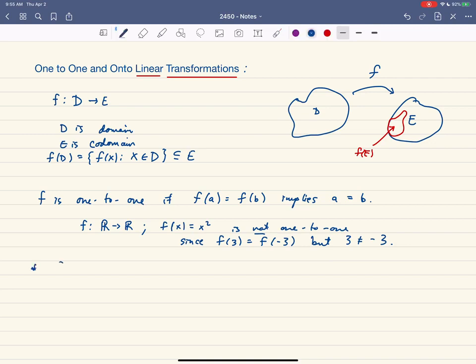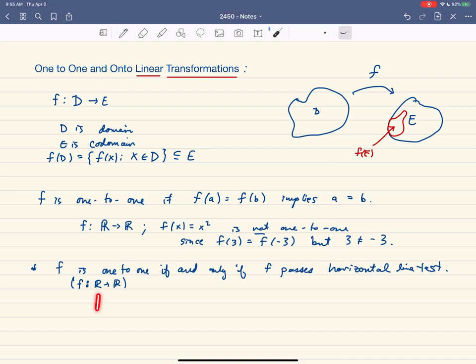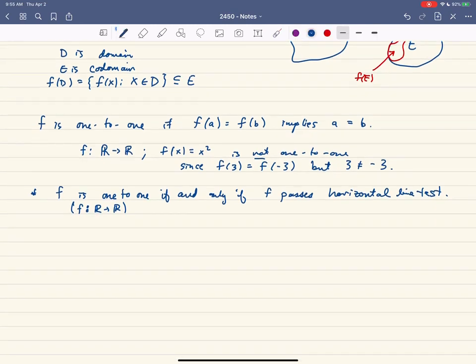It turns out that f is one-to-one if and only if f passes the horizontal line test. So the vertical line test tells you it's a function. A horizontal line test tells you that this function is one-to-one. That's at least true if f maps R to R, right? So that's true there. It's a little bit harder to talk about the horizontal line test when your inputs are more complicated sets. But it turns out that if T is a linear transformation of two vector spaces, then this is nice. So if T is a linear transformation between two vector spaces V and W.